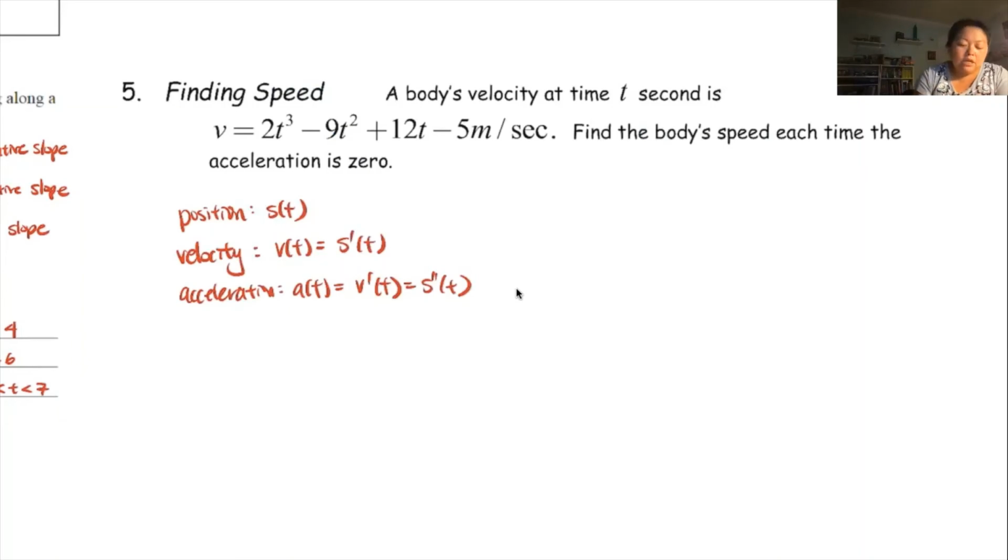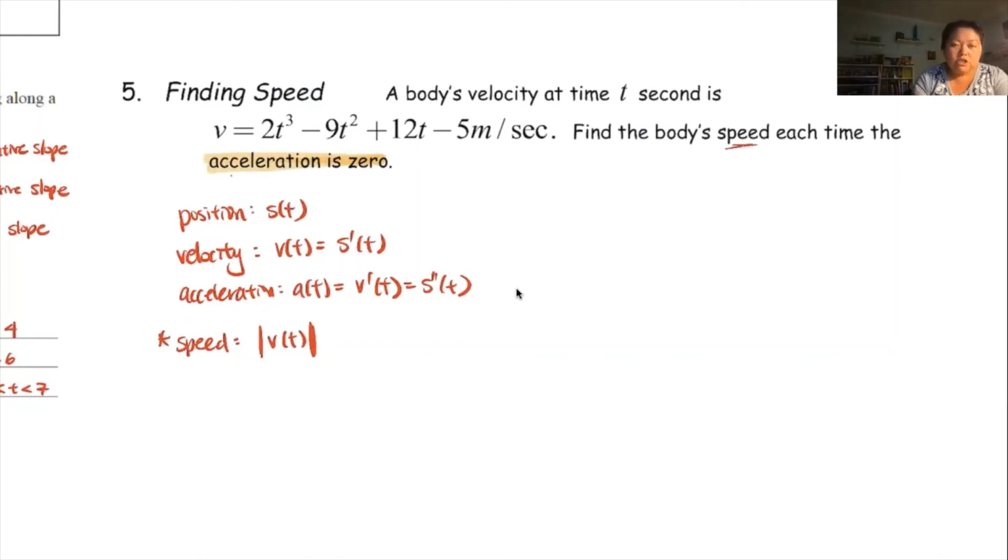Now, speed, don't forget, speed is the absolute value of v of t, right? So speed has no direction. So whatever velocity I get, I just make sure I get the absolute value of it. I get the positive value of it. So you have to read the problem. Find the body's speed each time the acceleration is 0. So this is what you want to focus on. When is acceleration 0?